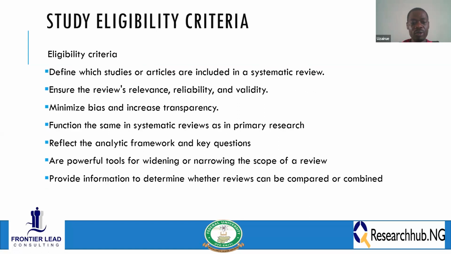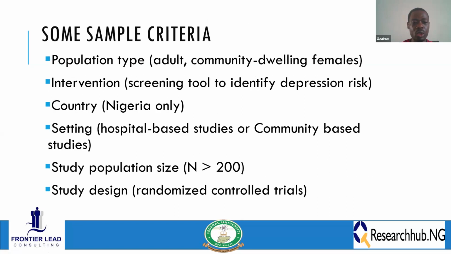Now, one of the first things that we need to look at is some sample criteria. For example, population type: you'll be looking at adults. There are several things that we're going to look at when we look at some frameworks as we proceed in this training. For population-based studies, are you talking about adults? Are you talking about community-dwelling females or males, or children of a certain age and the rest?